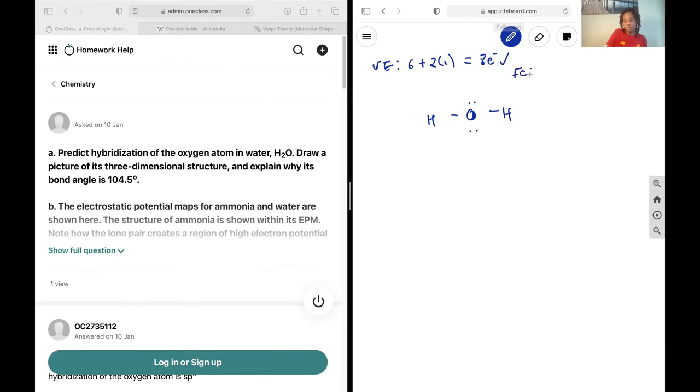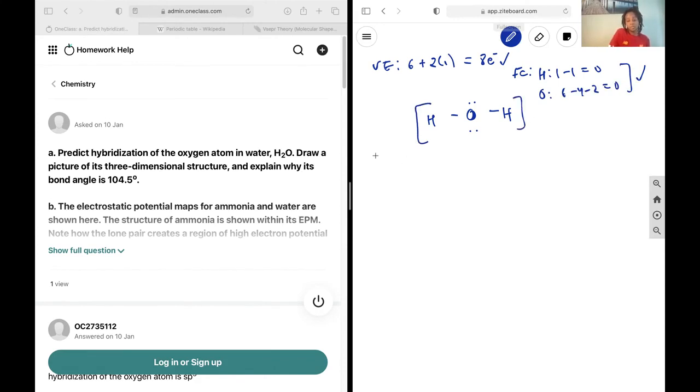Let's double check our formal charges. On each of the hydrogens, we have 1 minus 1, yielding 0. On the oxygen, we will have 6 minus 4 minus 2, yielding 0. This is exactly what we had expected, and so this is the correct Lewis structure.